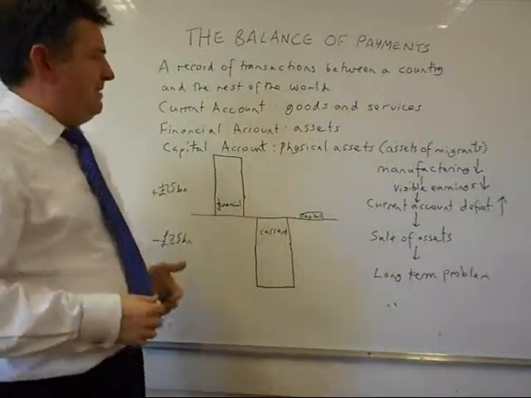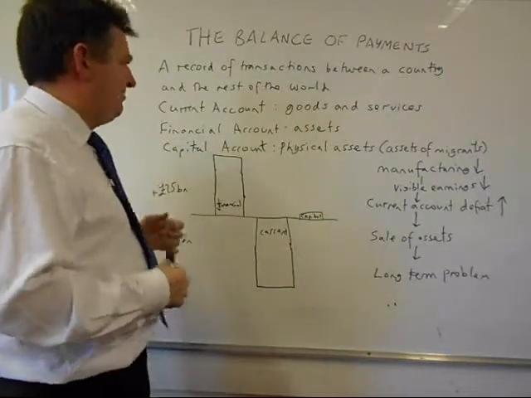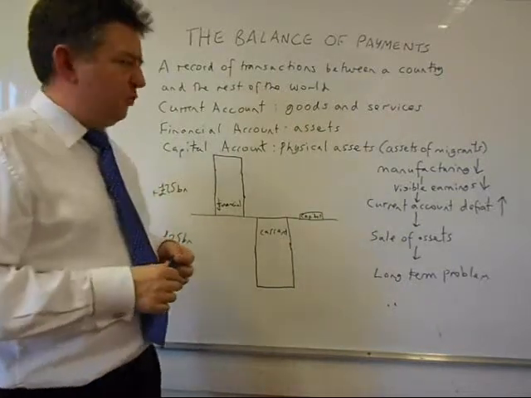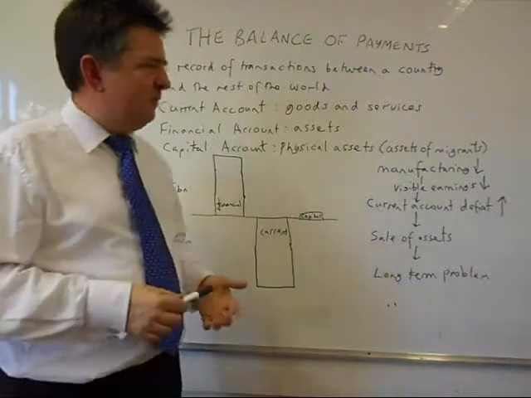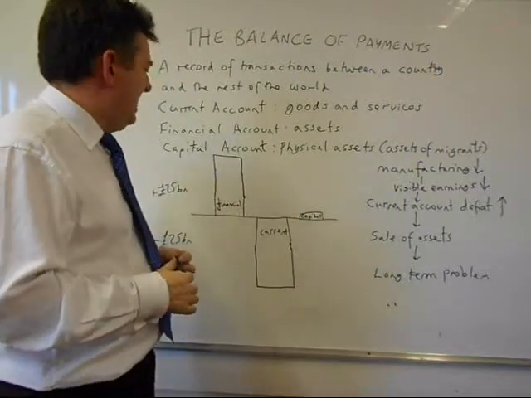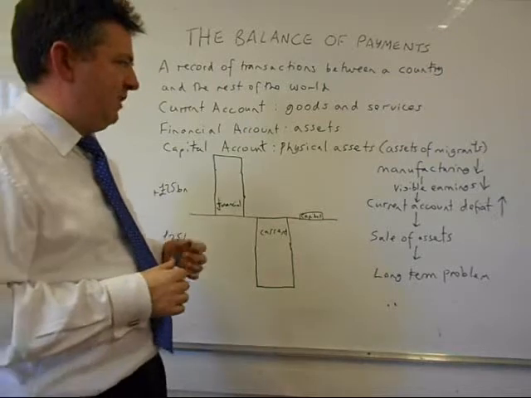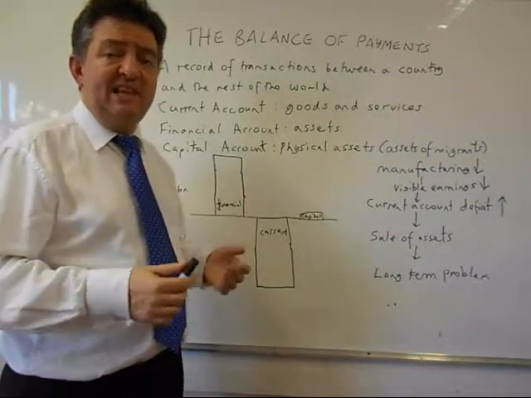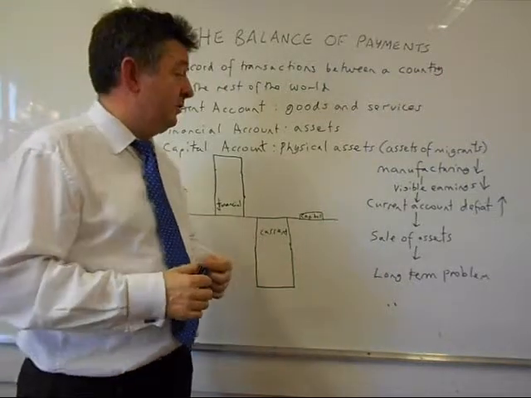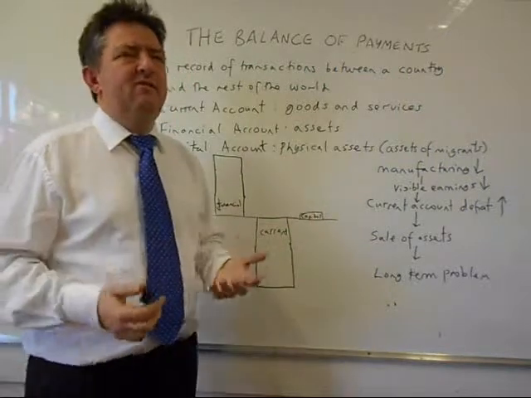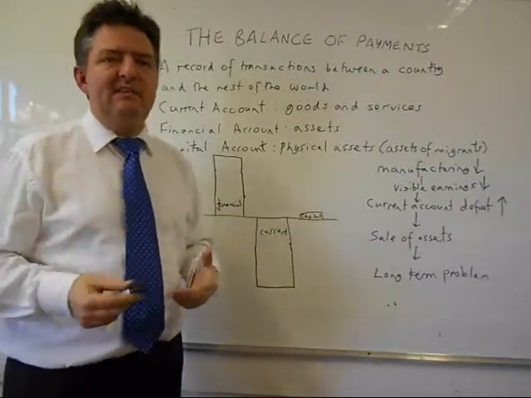Well, the balance of payments has three elements to it. The current account, which is a record of goods and services, the financial account, which is a record of assets, and the capital account, which are the physical assets, such as the assets of migrants who come and live in the UK.